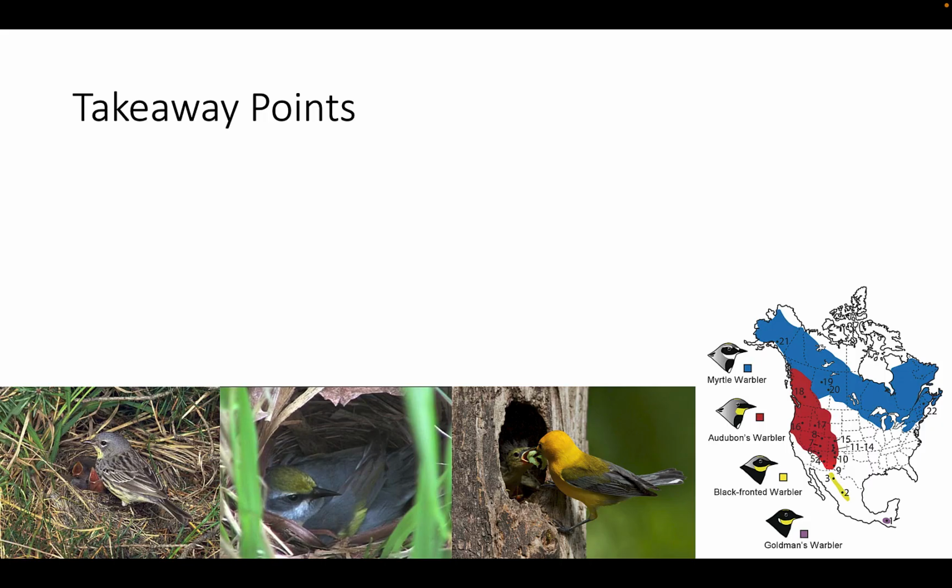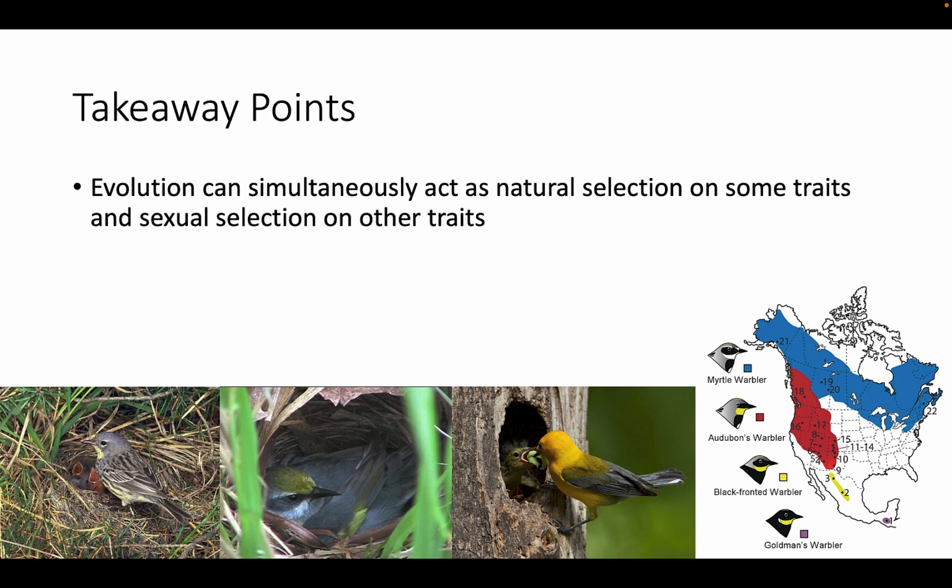Now, as we think about this, and this was just a mini lecture here, the takeaway points, one important one is that evolution can simultaneously act as natural selection on some traits and sexual selection on others. And we saw that with the contrast in natural selection acting on the back color for ground nesting birds, keeping them cryptic, but there was sexual selection driving their belly color and keeping them very bright and standing out.